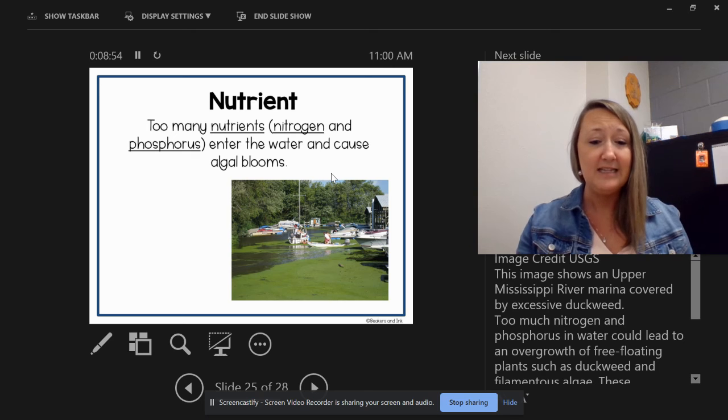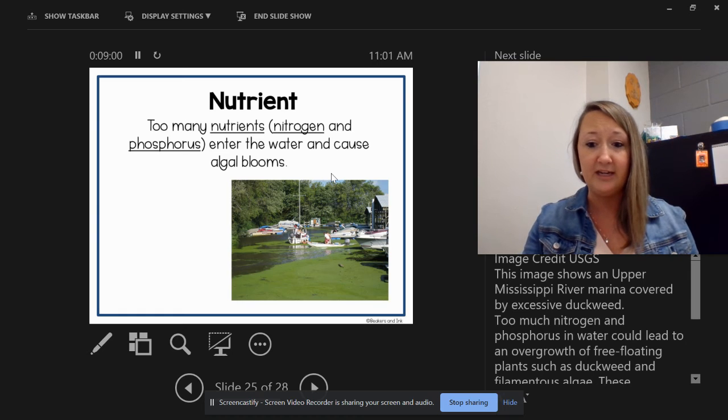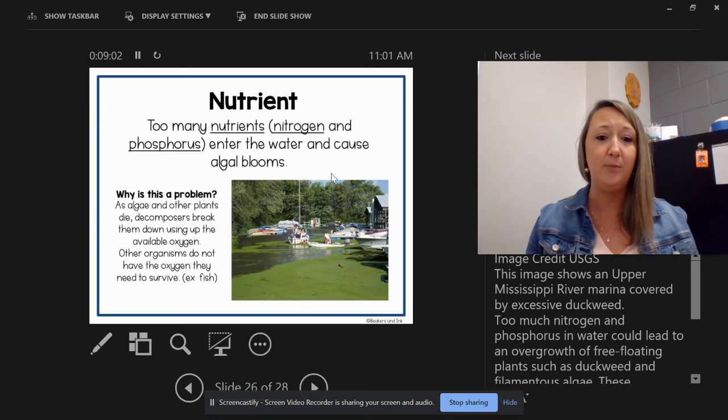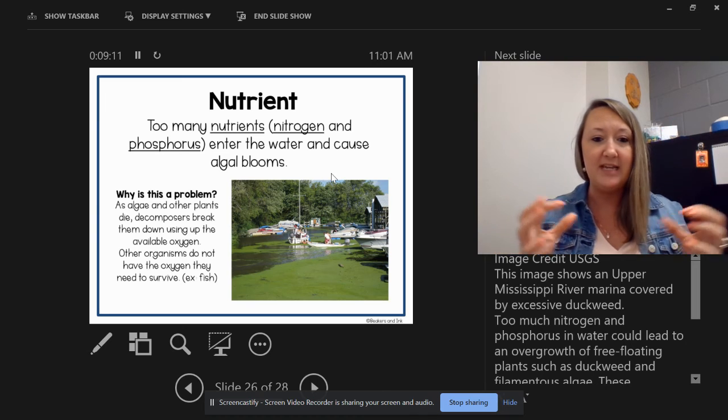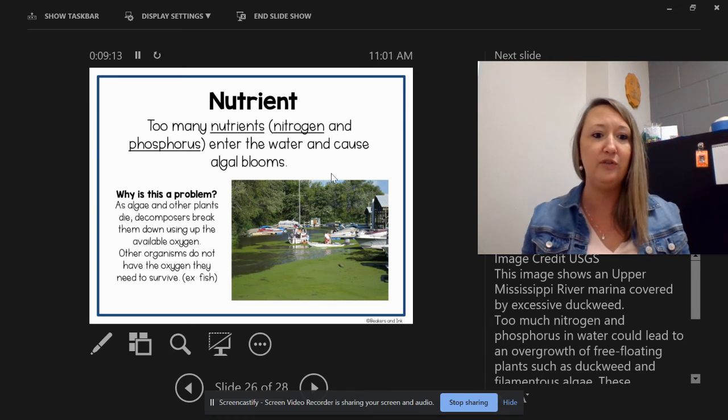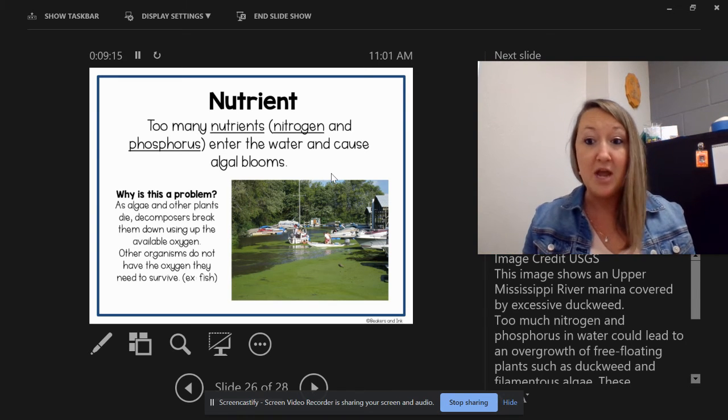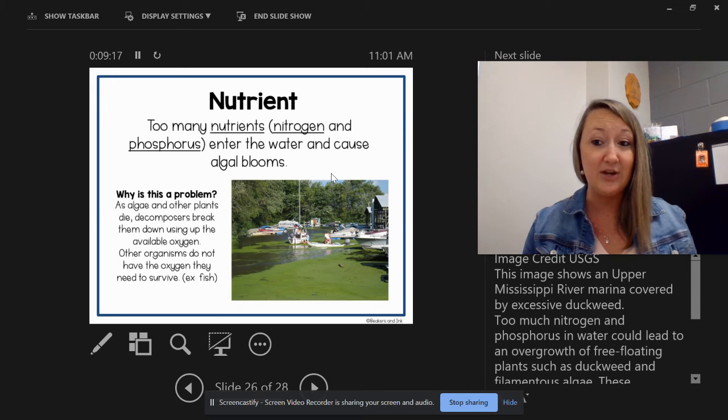Nutrient pollution. This happens a lot of times when we get too much nitrogen or phosphorus in a particular area. This is a big problem because it sounds like nutrients, that's good, right? Except it's nutrients for algae. And so what happens is the algae blooms and that covers the whole surface of the water, not allowing any water plants underneath that algae to get access to sunlight.